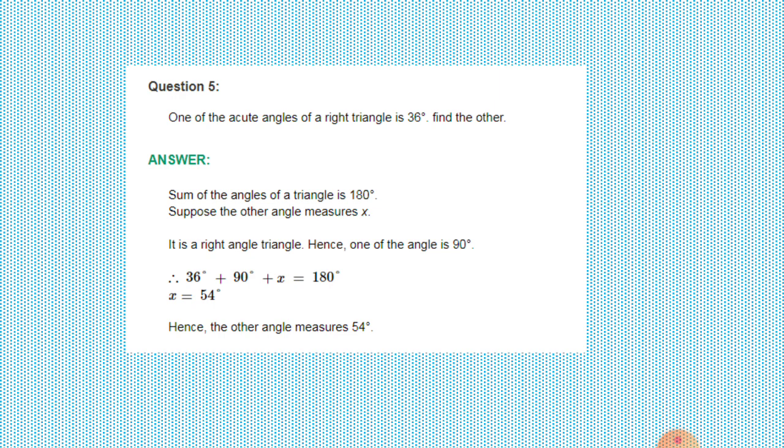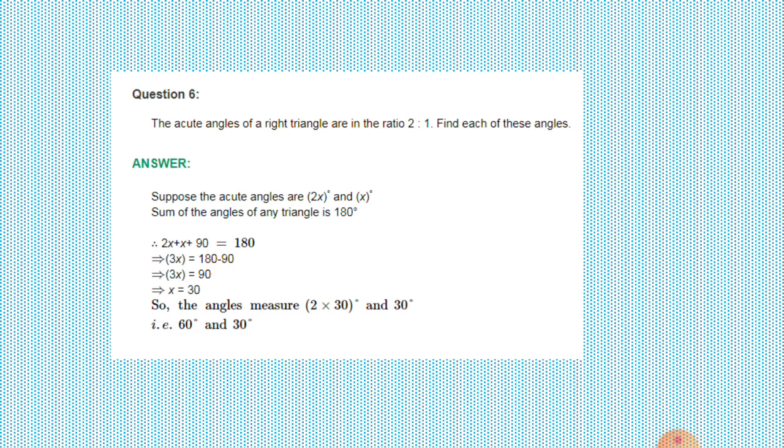36 plus 90 is 126. So 126 degrees plus x is equal to 180 degrees. Transposing 126 degrees, 180 degrees minus 126 degrees. So the value of x is equal to 54. The other angle measures 54 degrees.